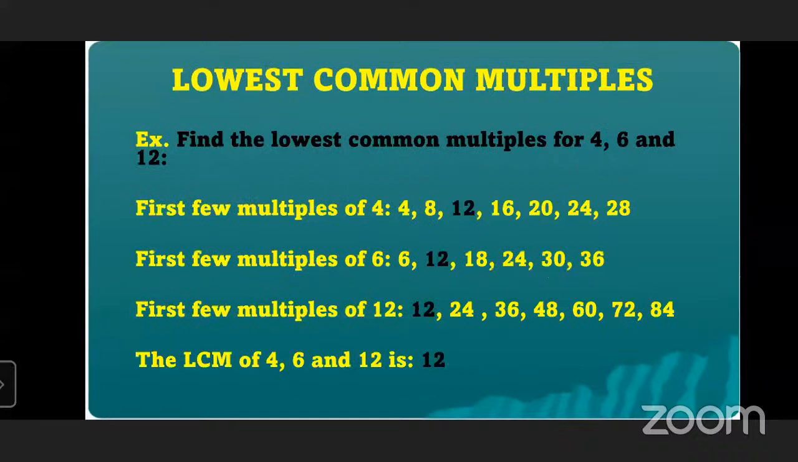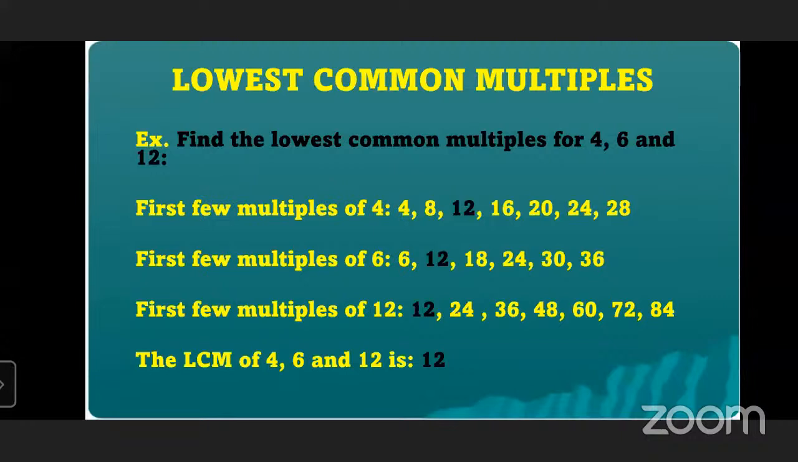Now let's check another example. Now here are three numbers. Fine. Find the LCM for 4, 6, and 12. Now here are three numbers given to you, and we have to find the LCM for all three numbers. So what we will do is check the tables of 4, 6, and 12.